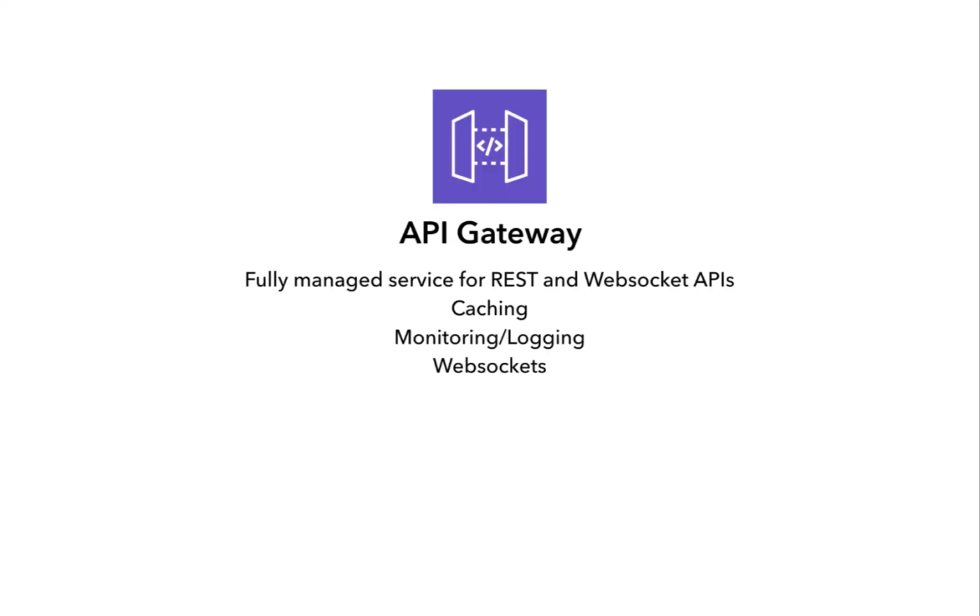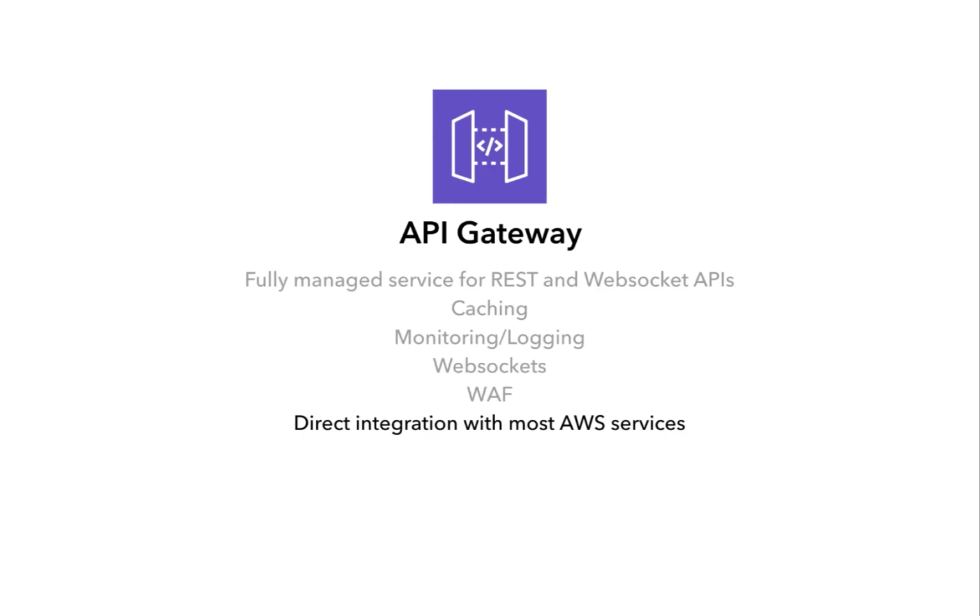API Gateway is also a fully managed service, but it's more for REST APIs, although it supports WebSockets as well. And like AppSync, it also has built-in caching and monitoring and logging support. And yes, it also has direct integration with AWS WAF. There are direct integrations with most AWS services. However, this often requires you to write quite a bit of custom VTL code, which is not everyone's cup of tea and is difficult to test. In most cases, you probably end up using the Lambda proxy and implement your REST endpoints using Lambda functions.